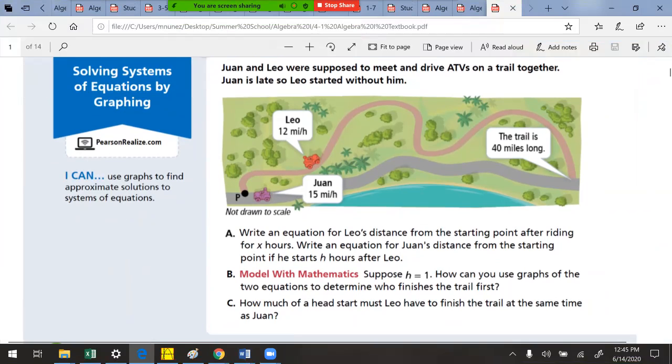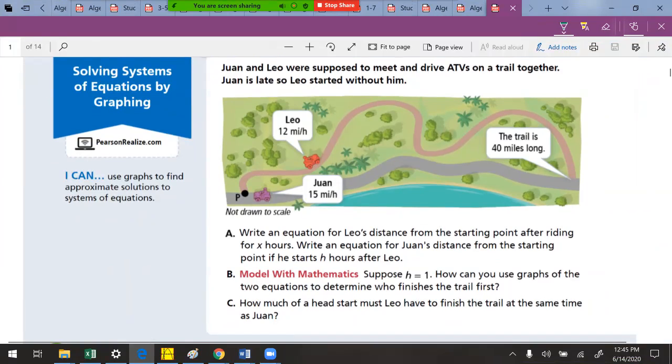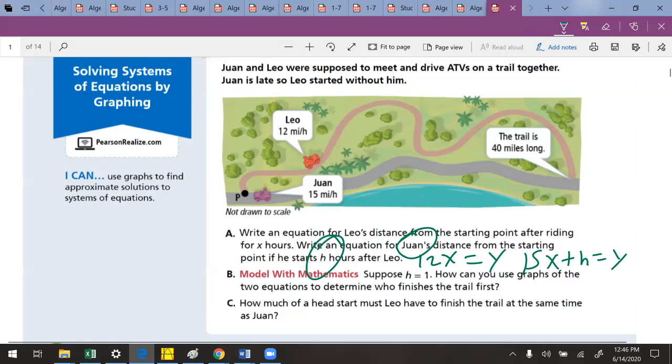Well, what we could do, it's basically every hour he travels 12. So for X hours, it's 12 times X equals Y. Voila. How about an equation for Juan's distance from the starting point if he starts H hours after Leo? Well, he travels 15 an hour, but then we're going to add that with H. That's equal to Y. There you go.